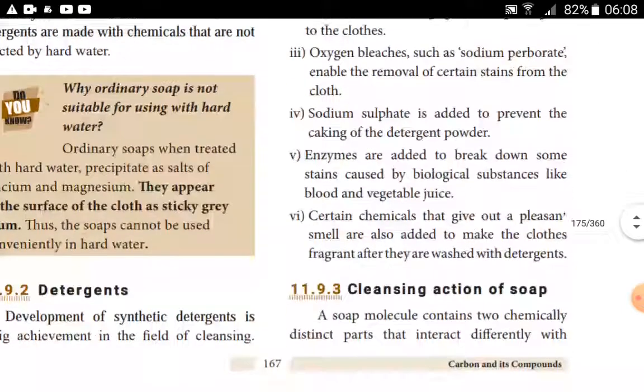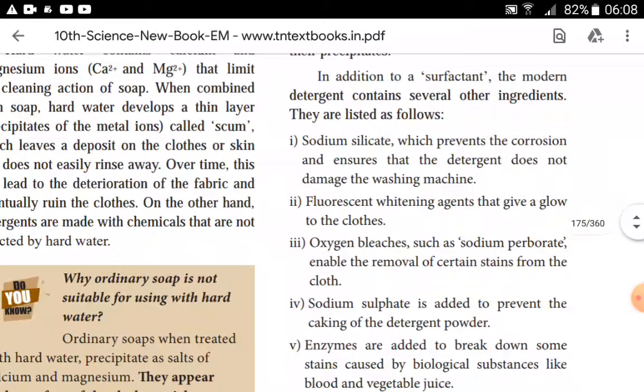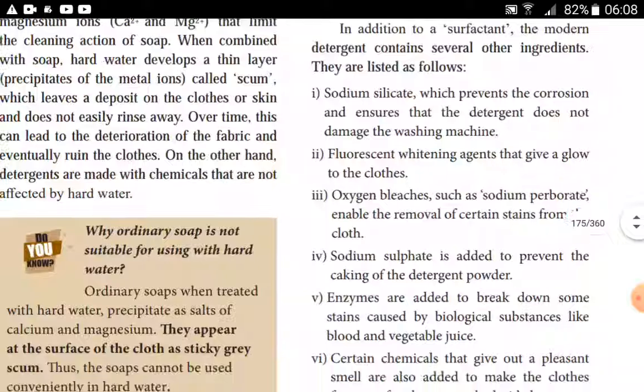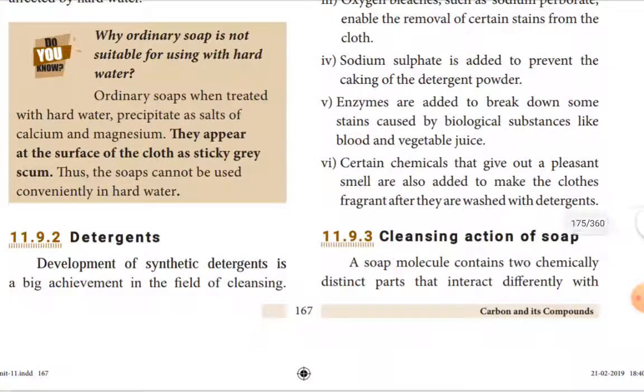So my dear students, go through up to this, and learn thoroughly the cleansing action of soap. The remaining portion, only a small portion is there, which we will study in the next class. So go through, complete your classwork, then prepare, write and practice. Don't waste the time.